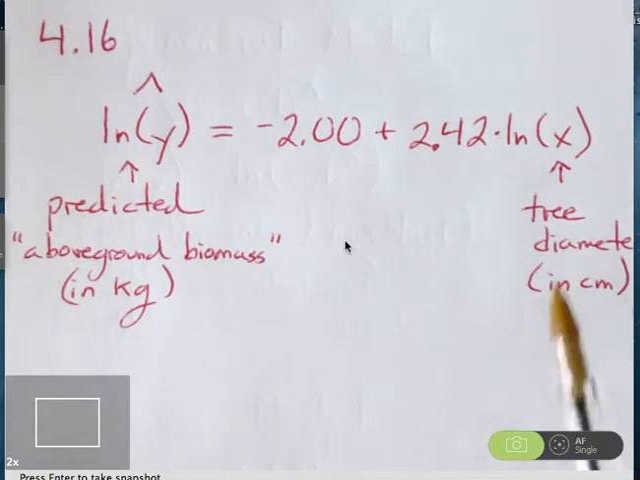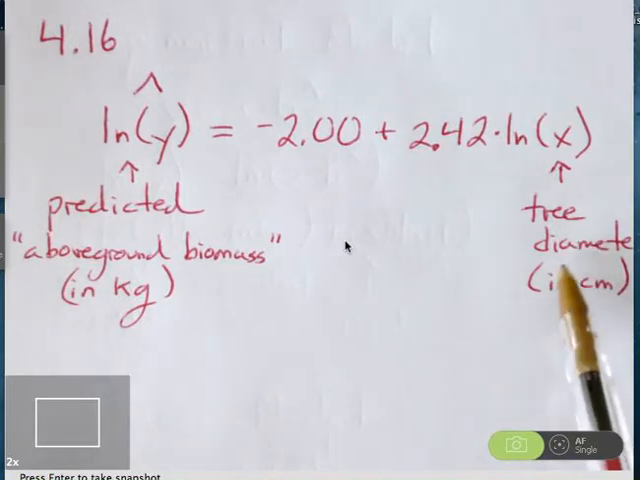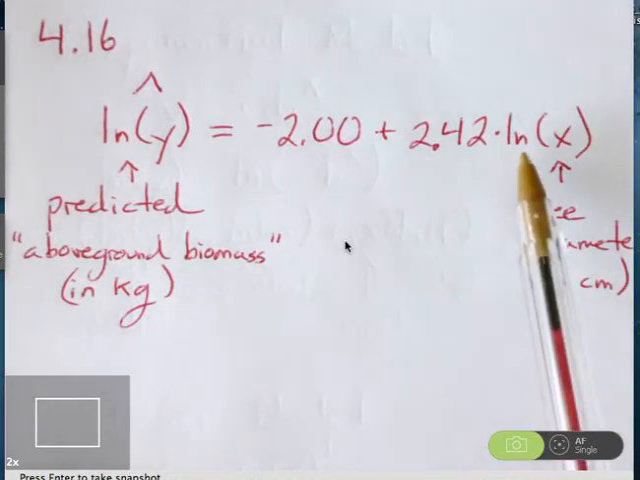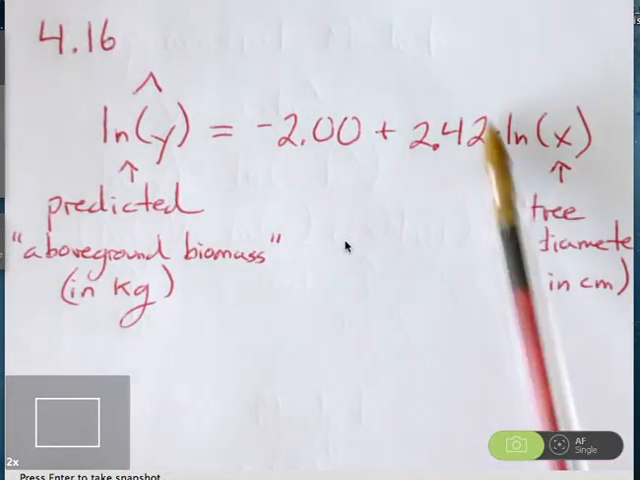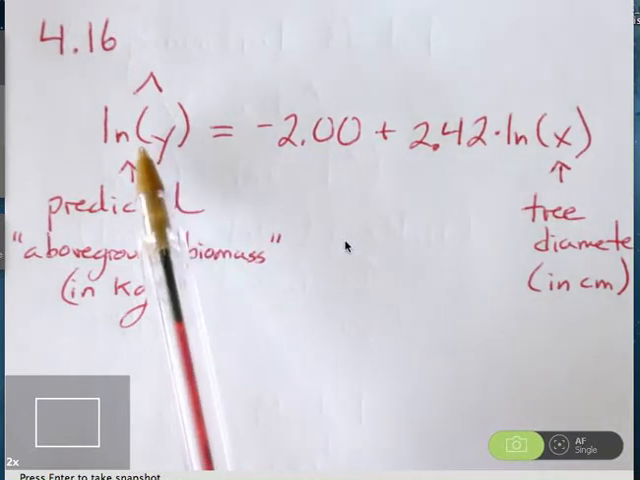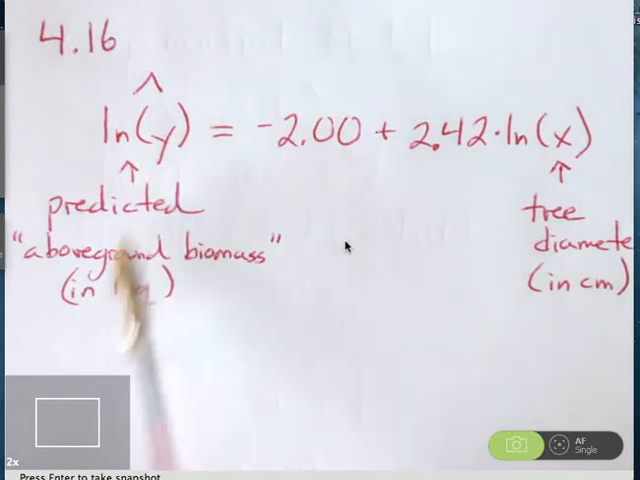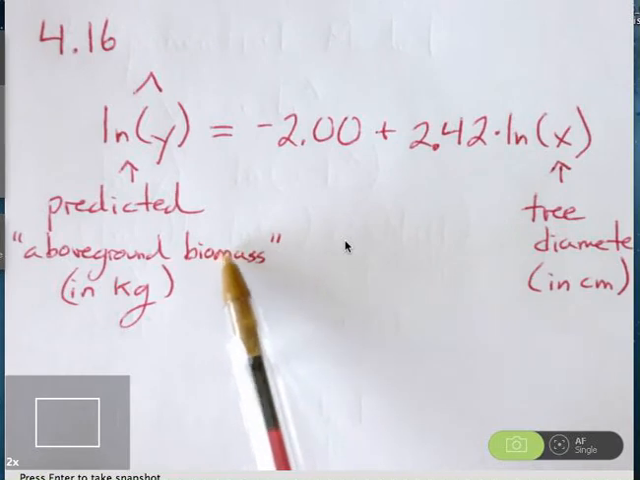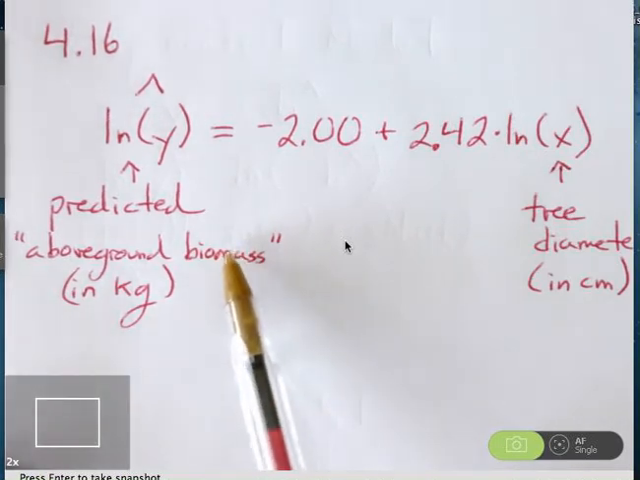So we have a power model here where x is the diameter of a tree in centimeters, and we are taking the natural log of that, multiplying by this slope. We are adding this constant, and the output is the natural log of y, being the above ground biomass, so the amount of the tree in kilograms that you can see above the ground.